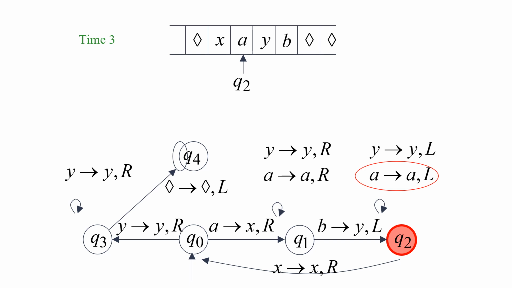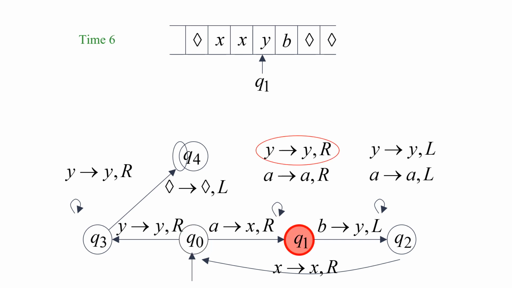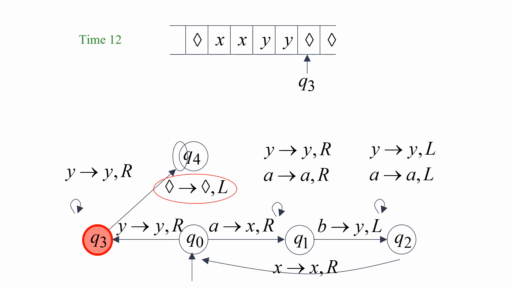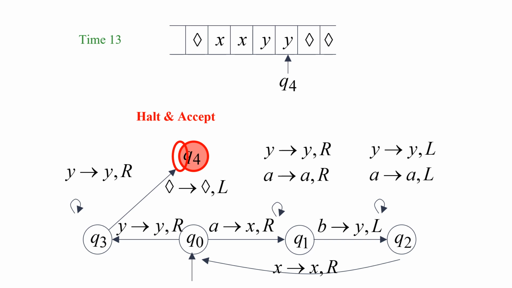What is on the left? There is an A. The machine reads A, then moves to the left. The machine reads X, then moves to the right. Then the machine reads the symbol A and moves to the right. When it reads Y, it moves to the right. It reads B, B is converted into Y, and it moves to the left. After searching the whole string, the machine reaches the blank symbol. Then the machine reads the blank symbol, halts and accepts this string.